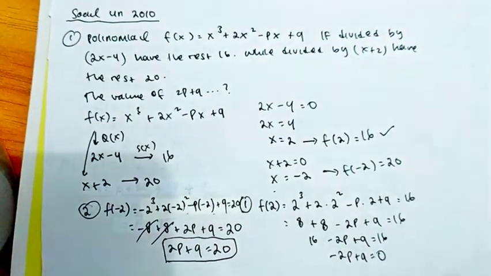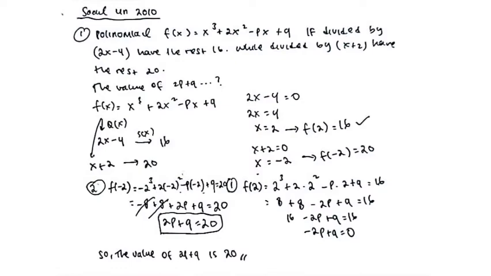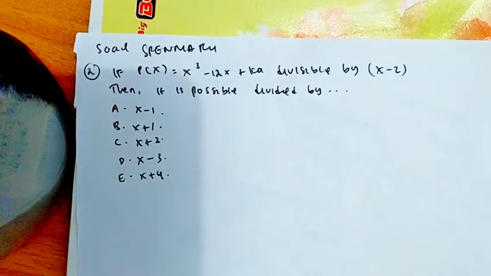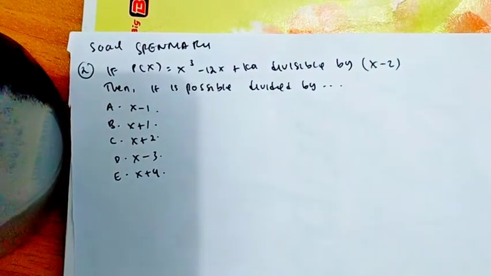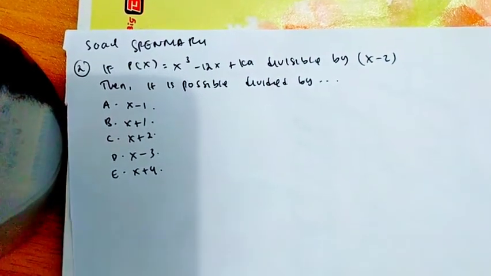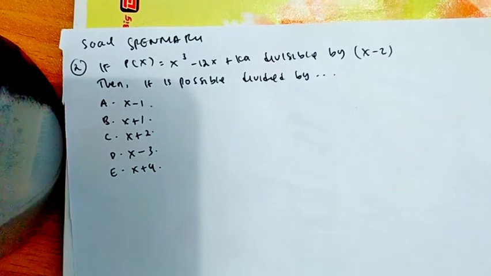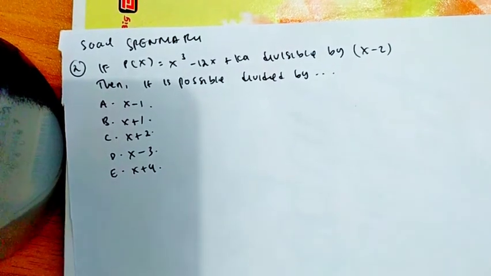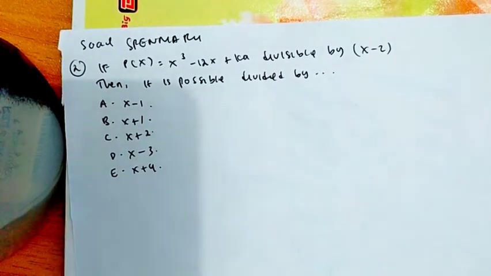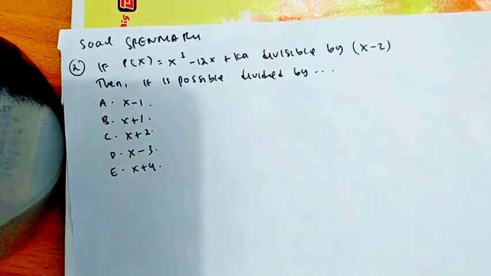Next, question number 2. Look at question number 2. If p(x) = x^3 - 12x + k is divisible by x - 2, then it is possible divided by k. The first way, you must write down the function of p(x).